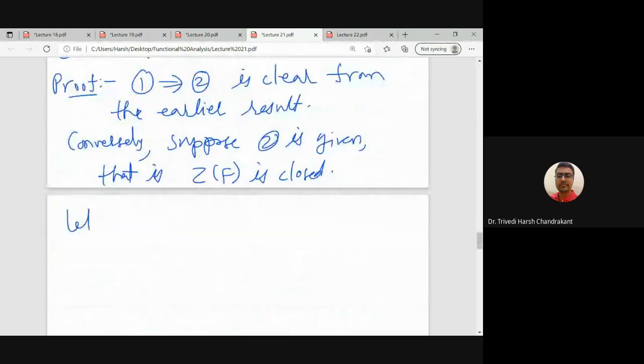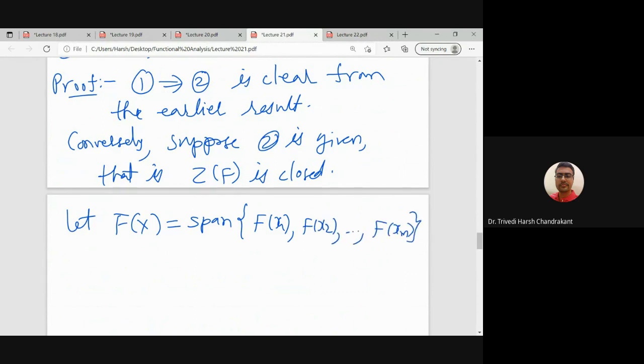So let us have basis elements x1, x2, ..., xm, which generate the range. So the range of f is the span of, since it is finite dimensional, it is generated by f(x1), f(x2), ..., f(xm). So these are the m vectors in the range whose linear span is the range of the map. Right. So this is the range of capital F. F is a linear function.